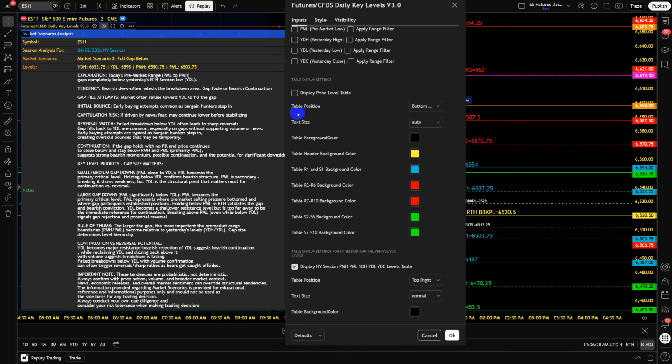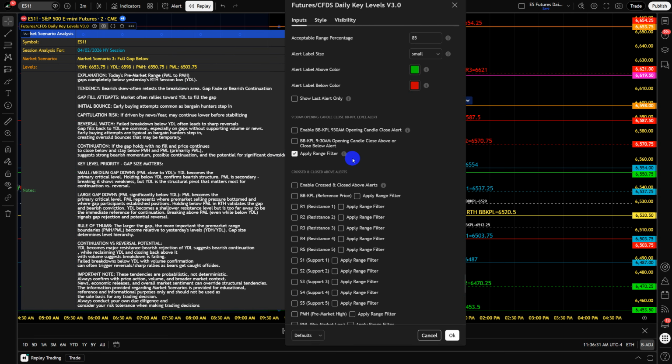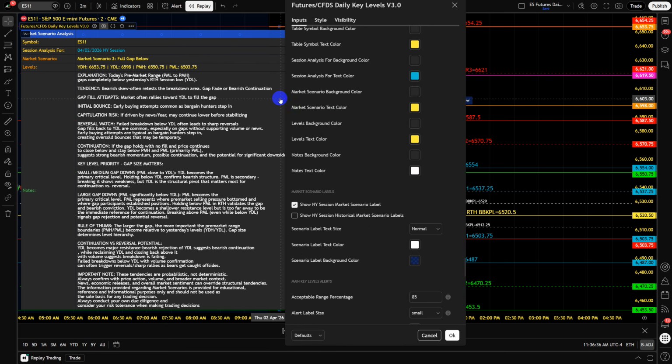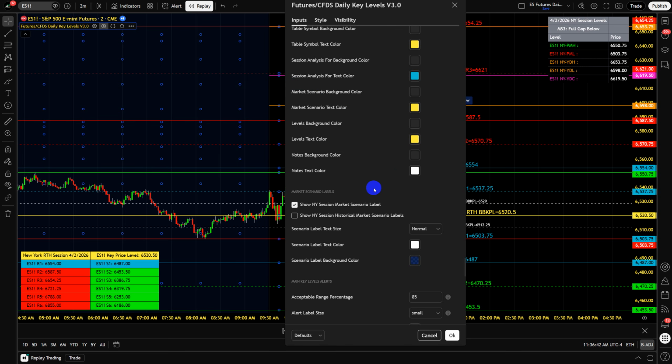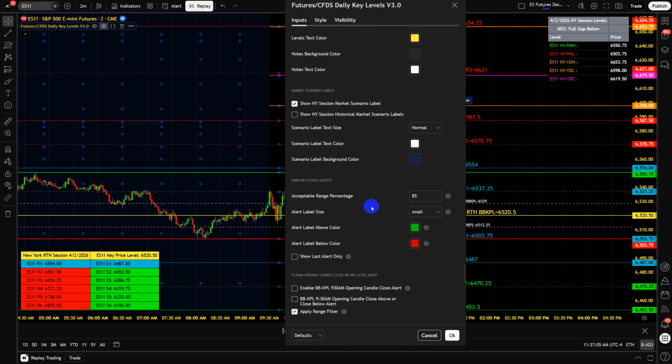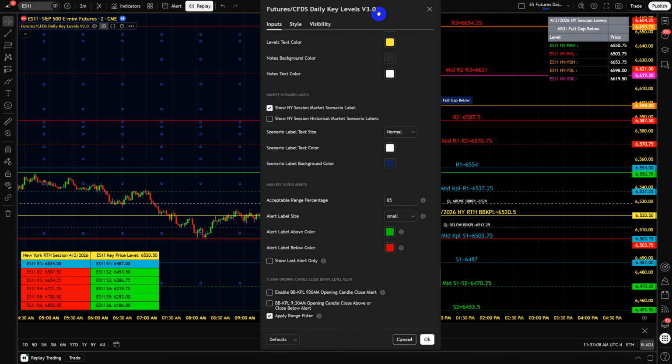Okay, so we'll go ahead and turn these two tables back on, and we'll turn this off for now. Okay, so also you can show historical market scenario labels, and when you're doing historical session analysis, if you check this, then you will also see market scenario labels, which will give you the market structure for each historical session. We'll go over that again when we get to that section of the video.